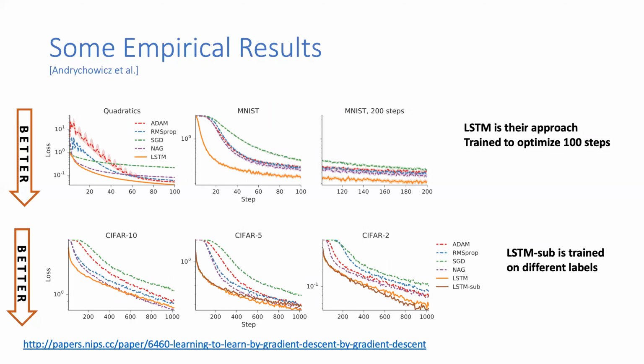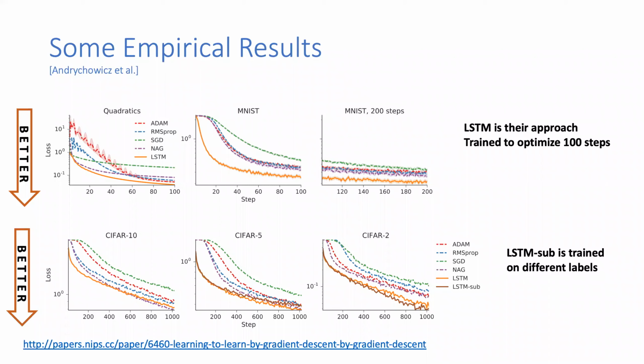And so there's generalization to a new data set. Of course, the data sets are related, but it's a new data set. And they showed that their learned optimizer outperforms Adam, at least measured in total number of steps of optimization.